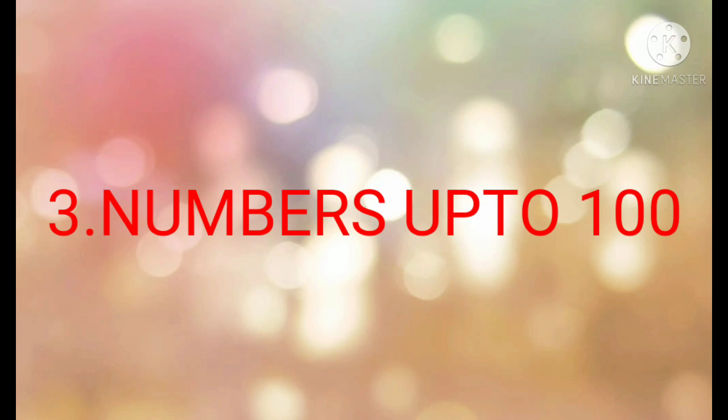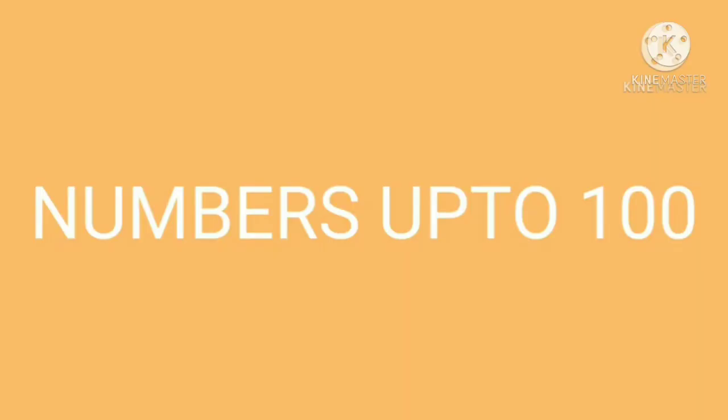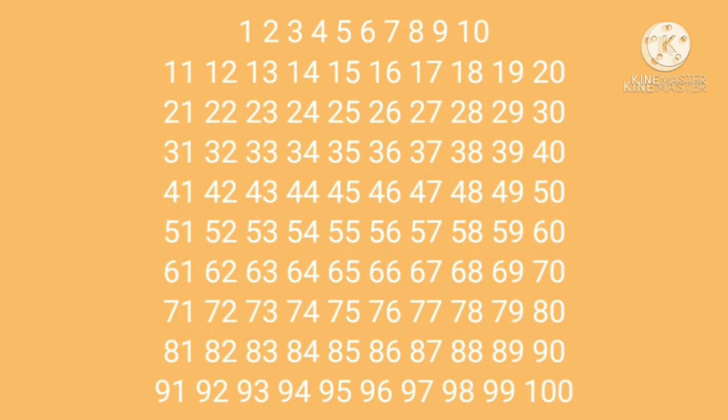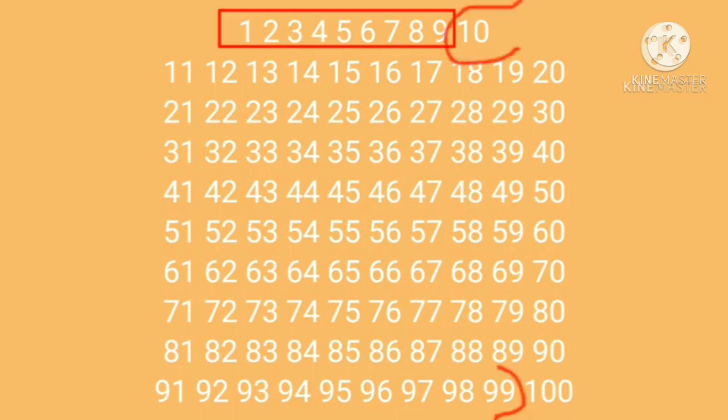Tell me children, what have you learned in this lesson? In this lesson, we have learned the numbers up to 100. Now, we know how to read and write the numbers up to 100, right? See children, here I have written the numbers from 1 to 100. Here we can see 1 digit, 2 digit and 3 digit numbers, isn't it? That is, the numbers from 1 to 9 are called 1 digit numbers. Then the numbers from 10 to 99 are called 2 digit numbers.